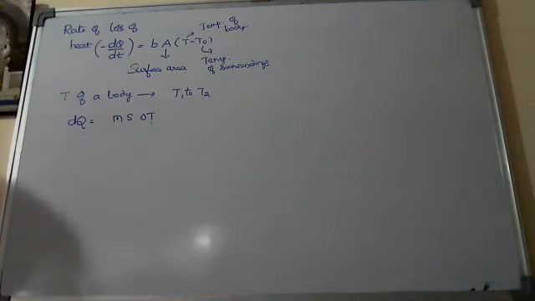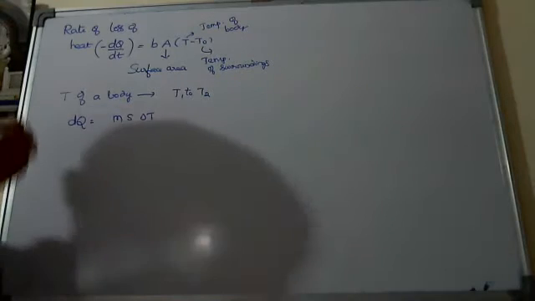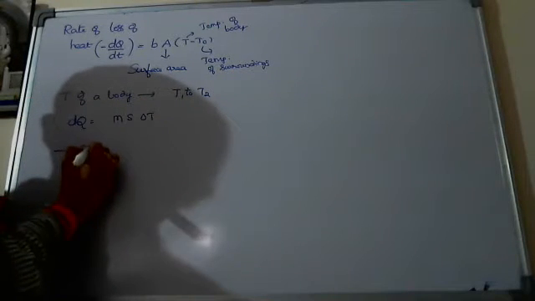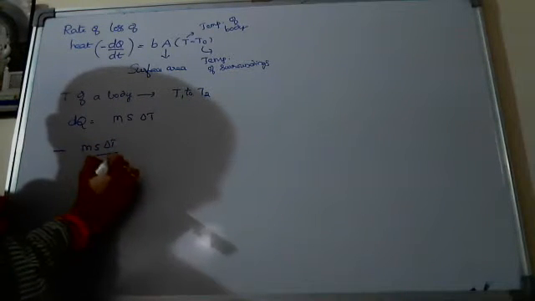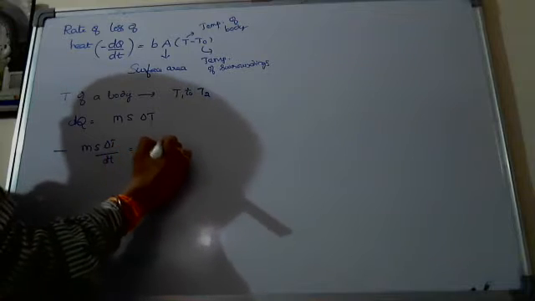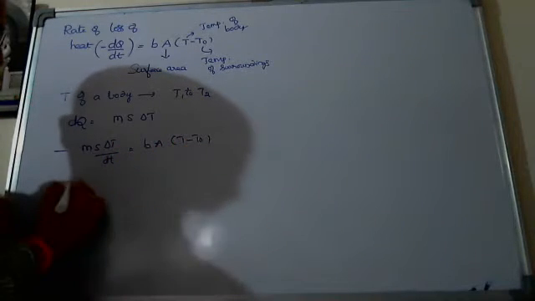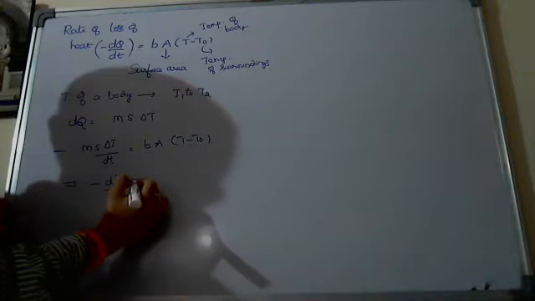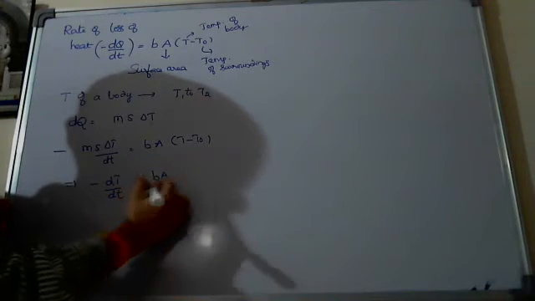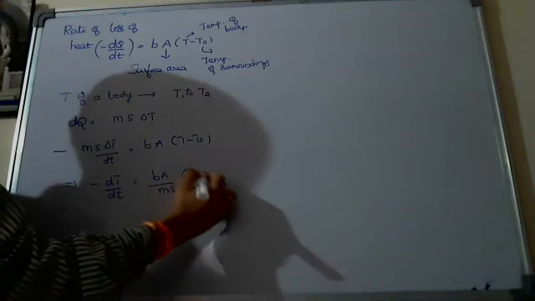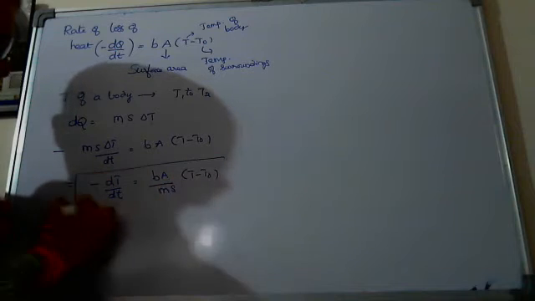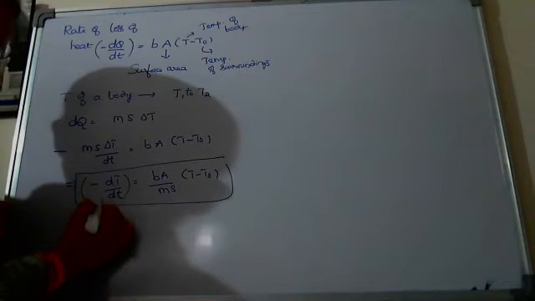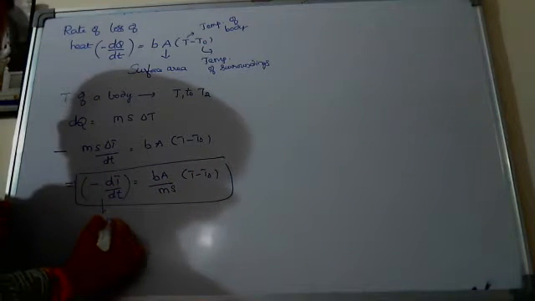So using that formula, we can write the same thing as minus m s dT by dt is equal to hA into (T minus T naught). This appears as minus dT by dt is equal to hA by ms into (T minus T naught). This is another formula. Here this minus dT by dt is called the rate of cooling.